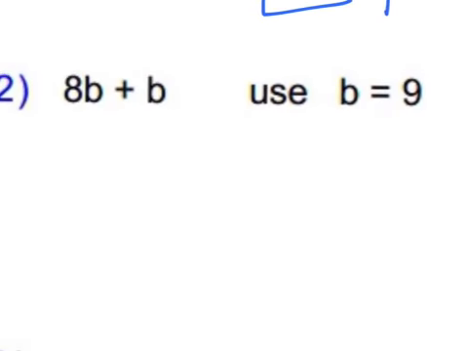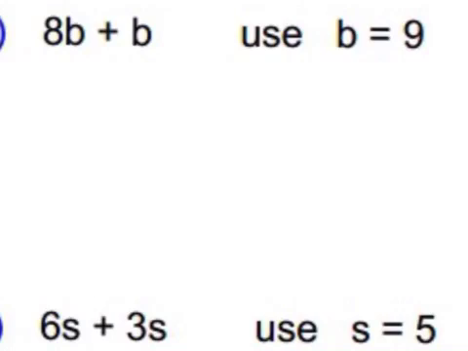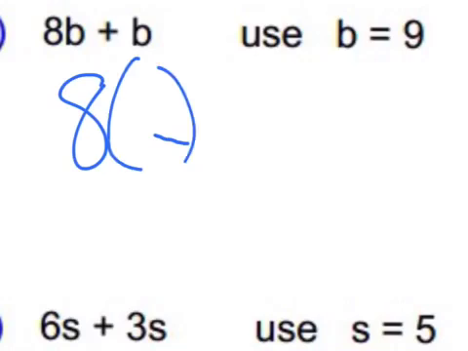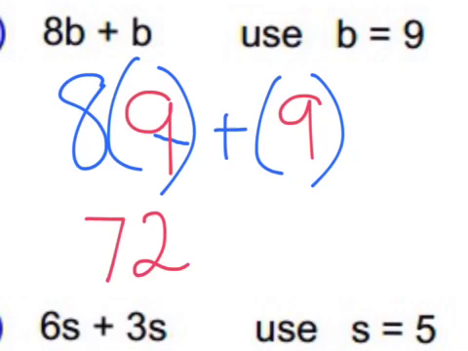Let's take a look at this next one. 8b plus b. Alright, so we're going to rewrite this expression for number 2. 8 open parentheses plus open parentheses, and then instead of b, we're going to write 9. Great. 8 times 9 is 72. We know this is multiplication just like before, plus 9.